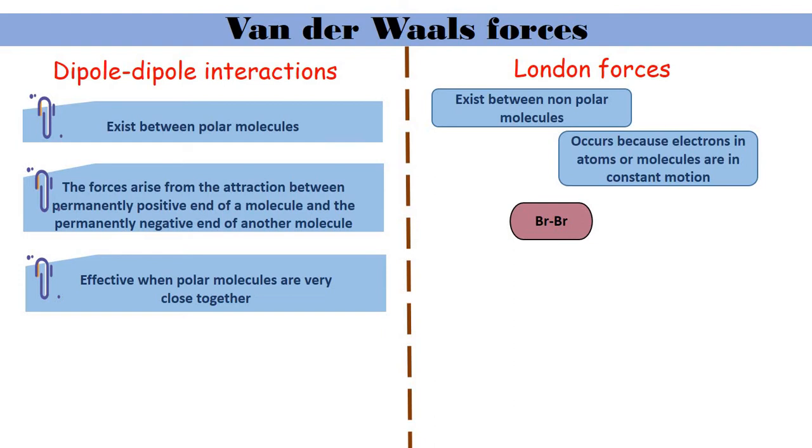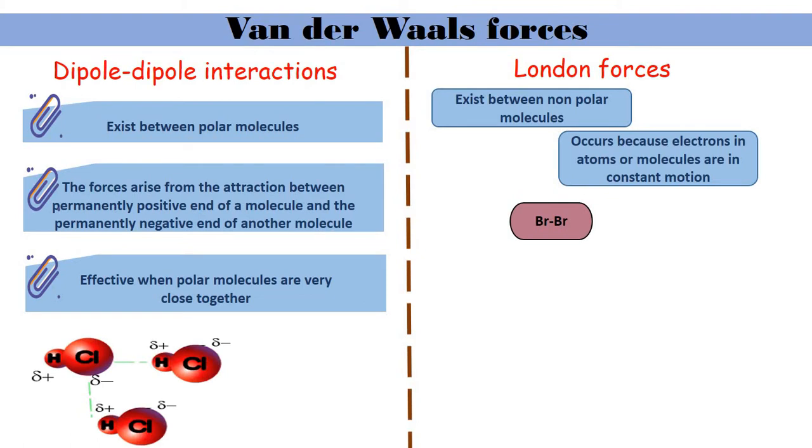A more polar molecule will have stronger dipole-dipole interactions. For example, dipole-dipole interactions of HBr is stronger than HCl. Dipole-dipole interactions is effective when polar molecules are very close together. The following is an example of dipole-dipole interactions of HCl molecules. How dipole-dipole interactions is formed between HCl molecules.